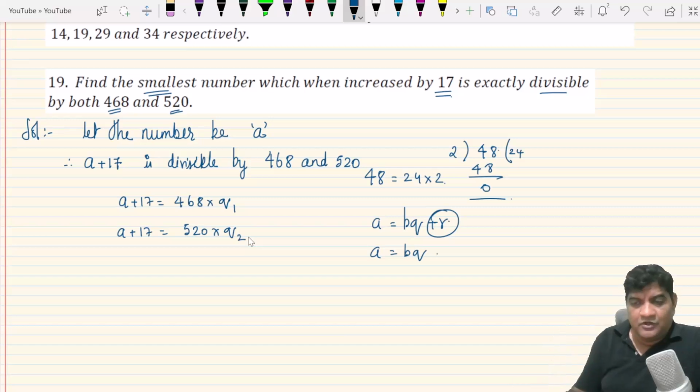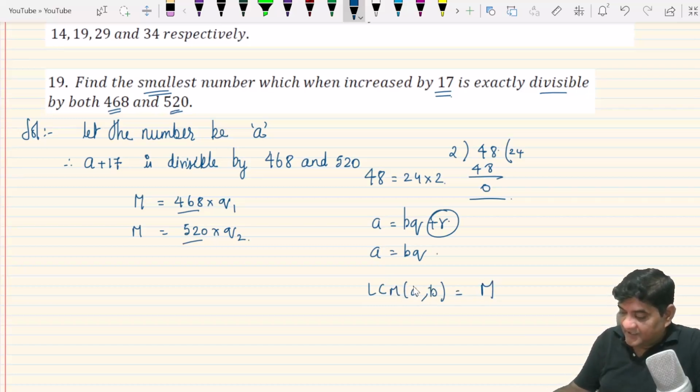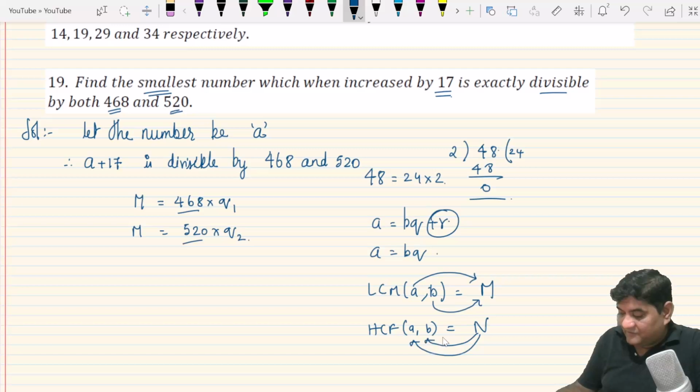So let's for now consider this number to be some m. I'm going to take out this and write m over here. So m is a number which is divisible by both these numbers, which basically means that m has to be the LCM of these two. If you recollect, I have told you: LCM of a and b, if it is m, then a divides m and b divides m completely. When I talk about the HCF of a and b as equal to, let's say, n, then n divides a and n divides b completely, right? So let me then find out what is the LCM of 468 and 520.